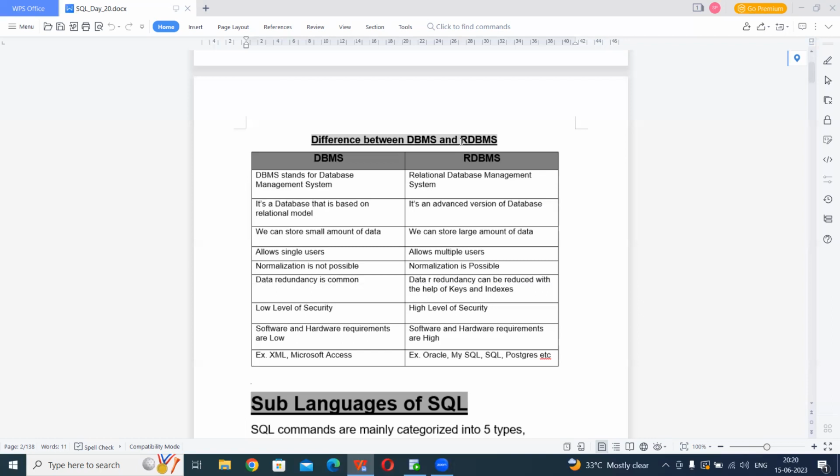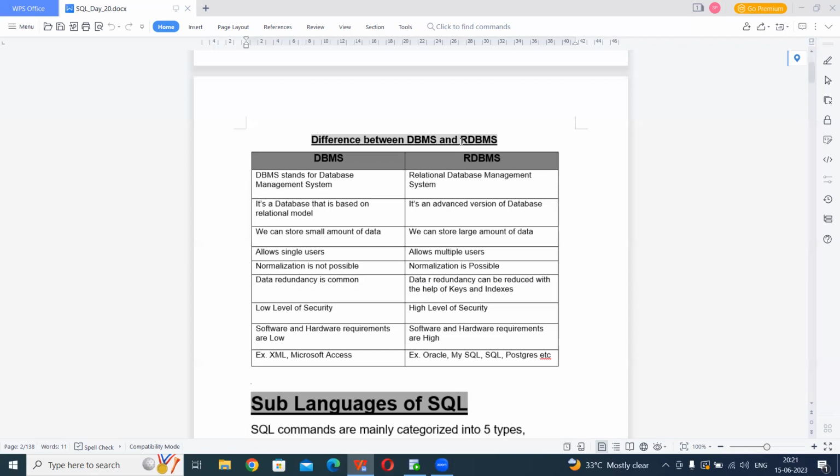And in DBMS, software and hardware requirements are low. But whereas in RDBMS, software and hardware requirements are high. The examples of DBMS are XML, Microsoft Access. And examples of RDBMS are Oracle, MySQL, SQL, Postgres. So these are some common differences between DBMS and RDBMS.